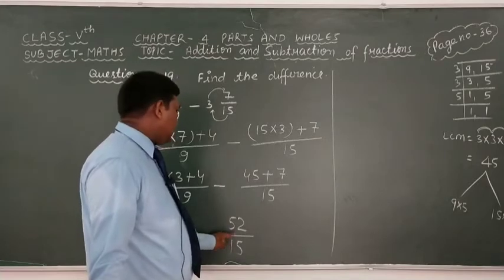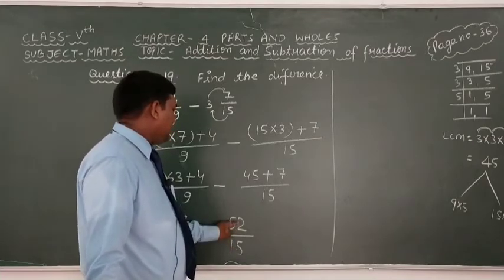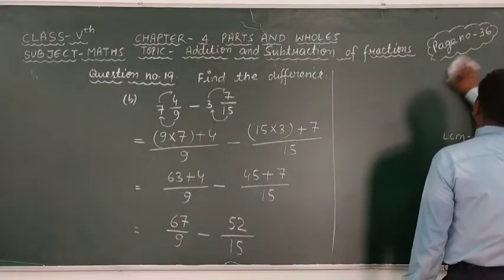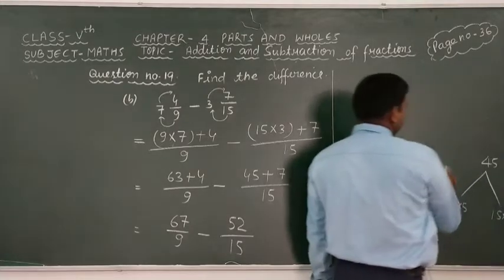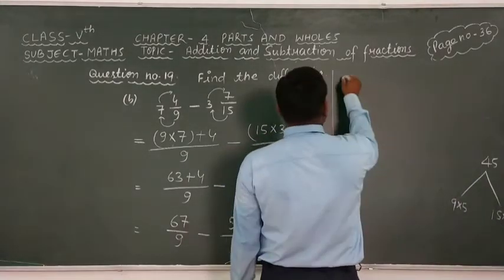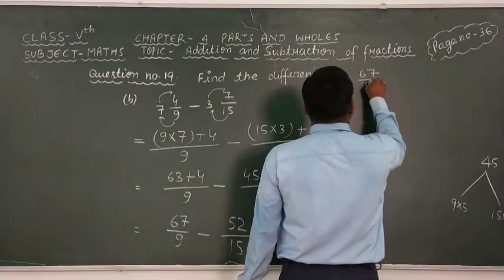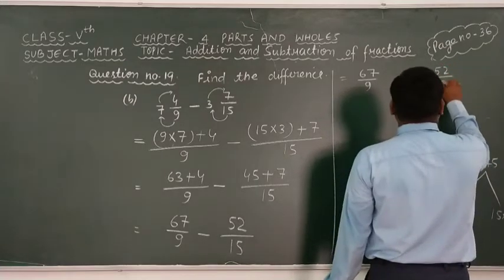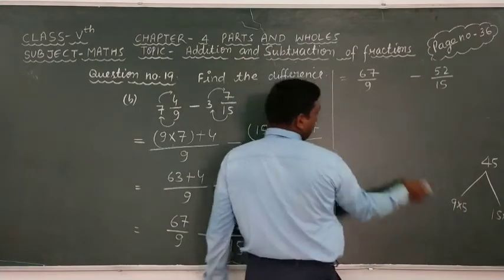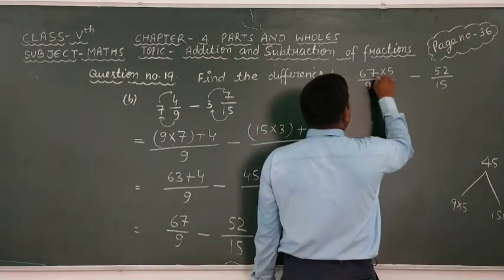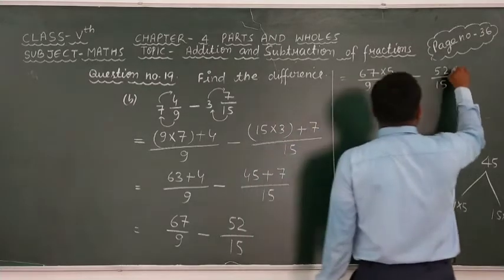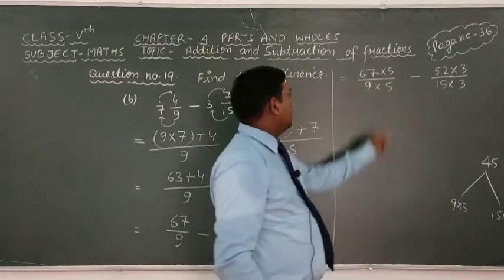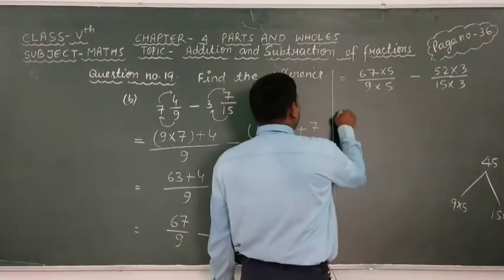same denominators. Okay, and if we have to take 3 in this fraction, then we get this equivalent fraction. Okay, students, look at here carefully. Here given that 67 over 9 minus 52 over 15. In this fraction we have to take the multiplication by 5 in numerator and denominator, and in this fraction we have to take the multiplication by 3 in numerator and denominator for finding the same denominators. Okay, look at here carefully.